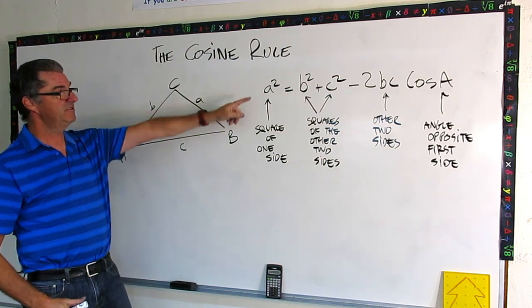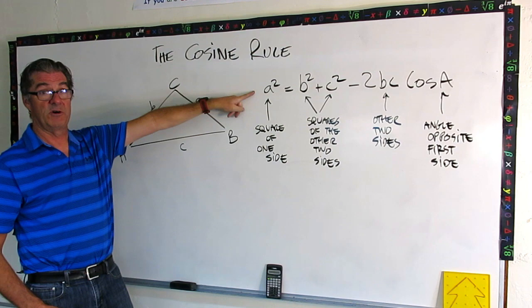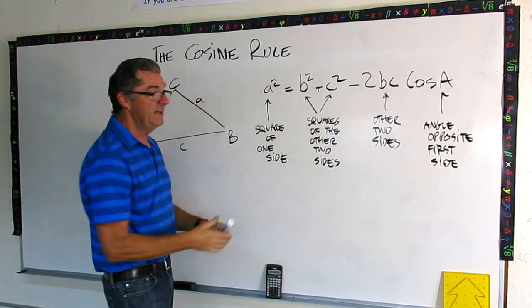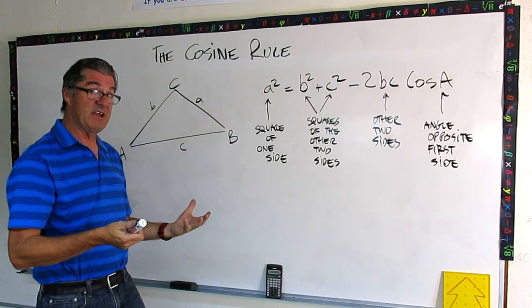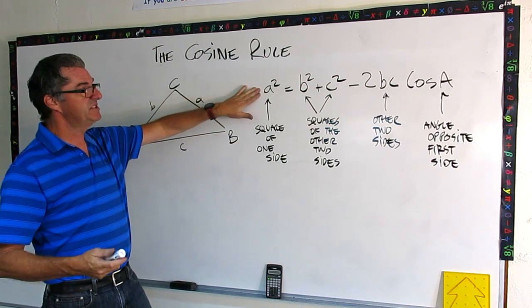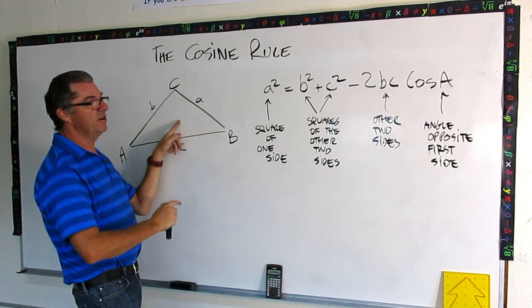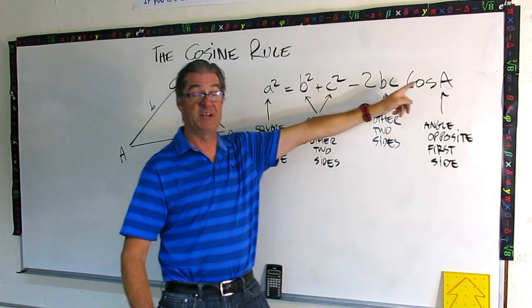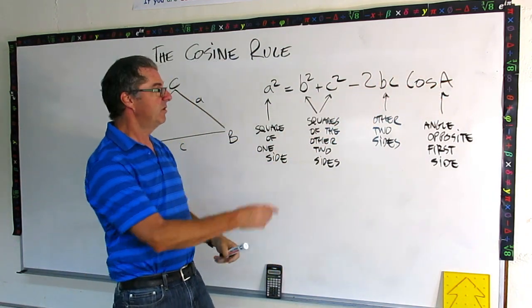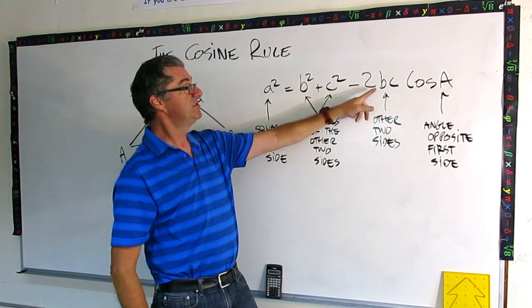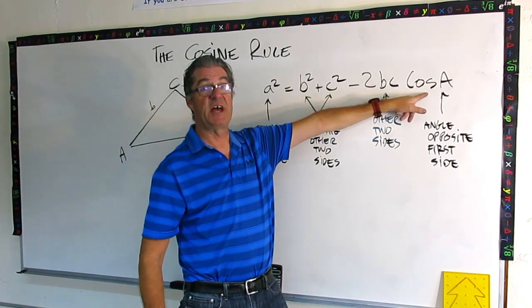So here is the cosine rule. Oh my gosh, there's a lot going on here. a squared equals b squared plus c squared. Now that looks a lot like the Pythagorean theorem. In fact, this is based on the Pythagorean theorem. It's just that since it's not a right triangle, we have this adjustment that we have to make with this kind of complicated term to make it work. So a squared equals b squared plus c squared minus 2 times bc times the cosine of A.